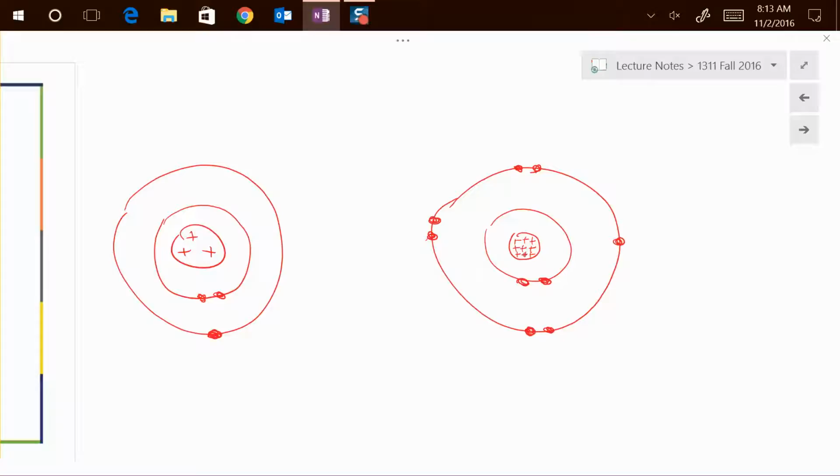As I move down, what do you think happens? Size increases? Yeah, because I'm adding entire energy levels. Here I have 2, 3, 4, 5, 6, 7. So it's getting bigger each time because I'm adding an energy level to it, and it's increasing its size.